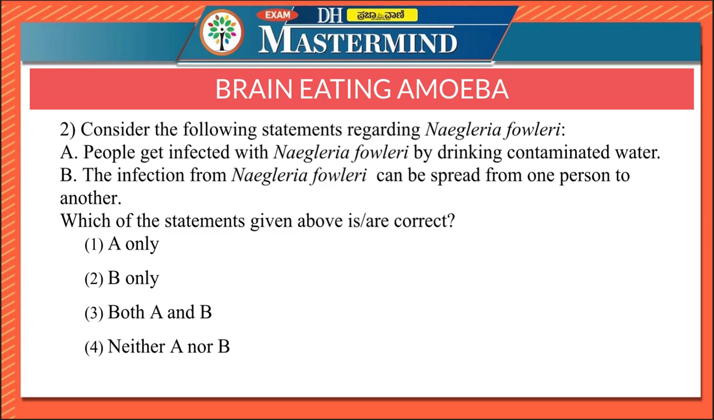The second question says, consider the following statements regarding Naegleria fowleri. A: People get infected with Naegleria fowleri by drinking contaminated water. B: The infection from Naegleria fowleri can be spread from one person to another. I have explained both these things. Both the statements are wrong. Therefore, the right option here is option 4, neither A nor B.